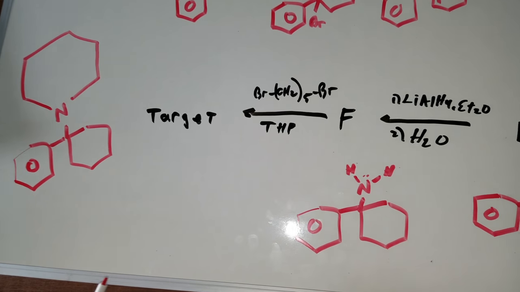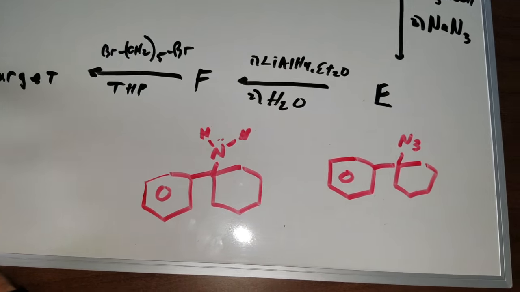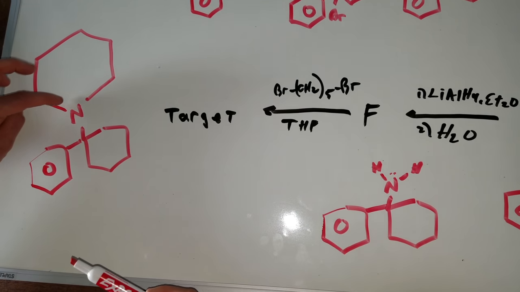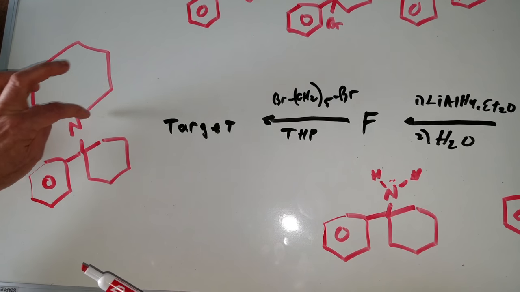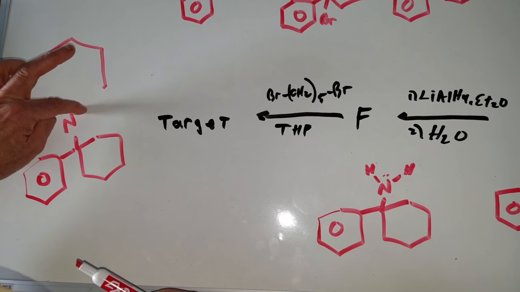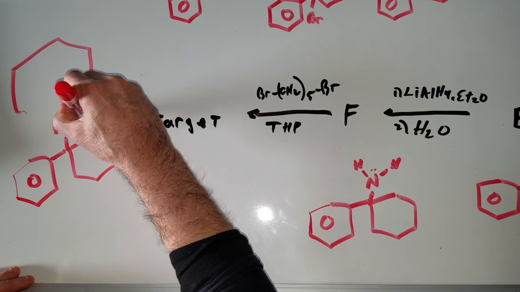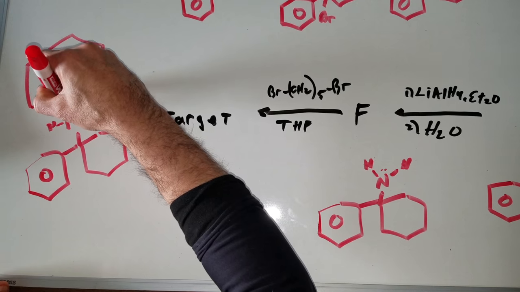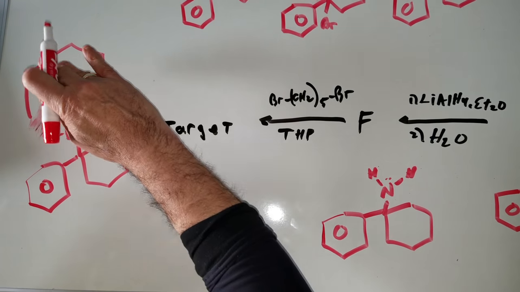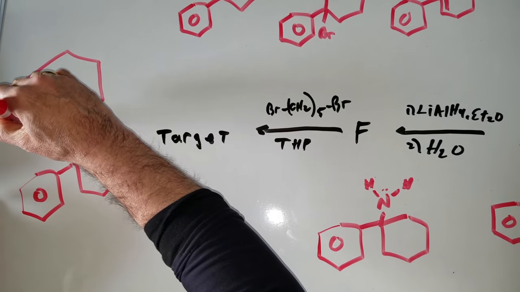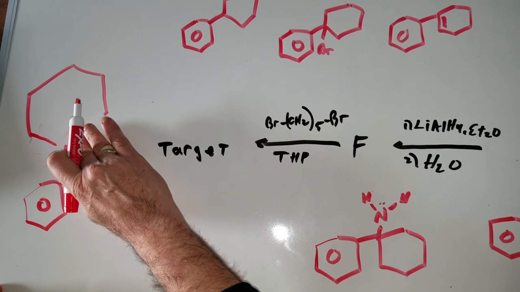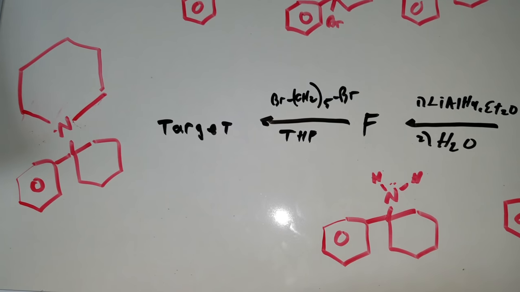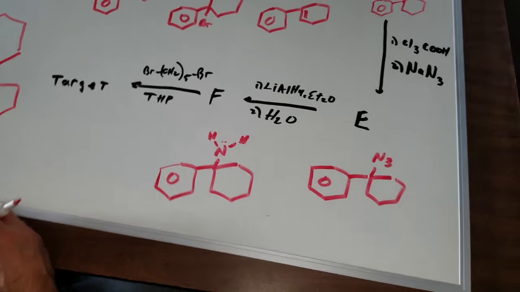All right, and that would be the final product, but notice how I installed this big nitrogen moiety up here. Mentally, if you work retrosynthetically, if you work this backwards, you can kind of see what I've done. You had this, and you had this, and then we ended up doing an SN2 to here, and that put this on. And then I did the same thing to here to put this on.